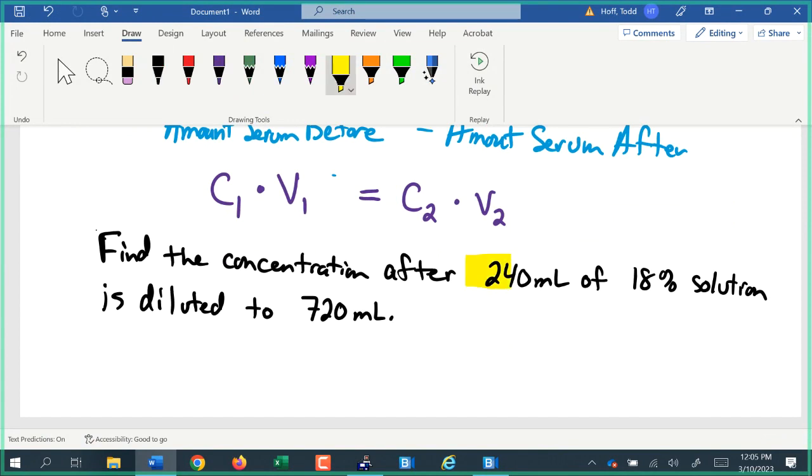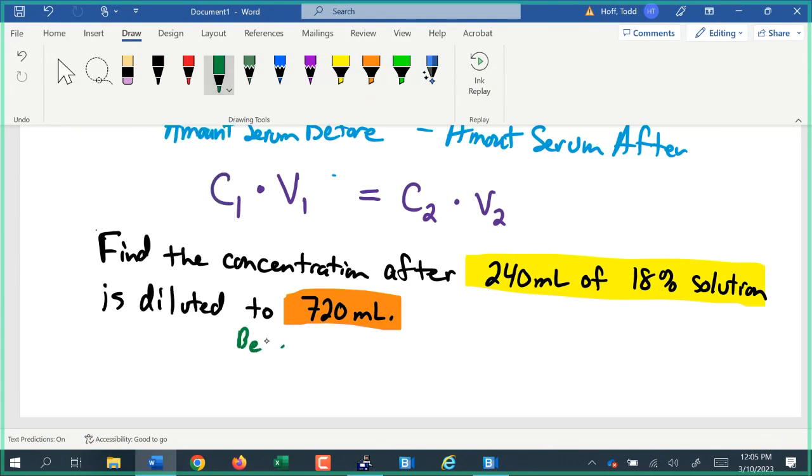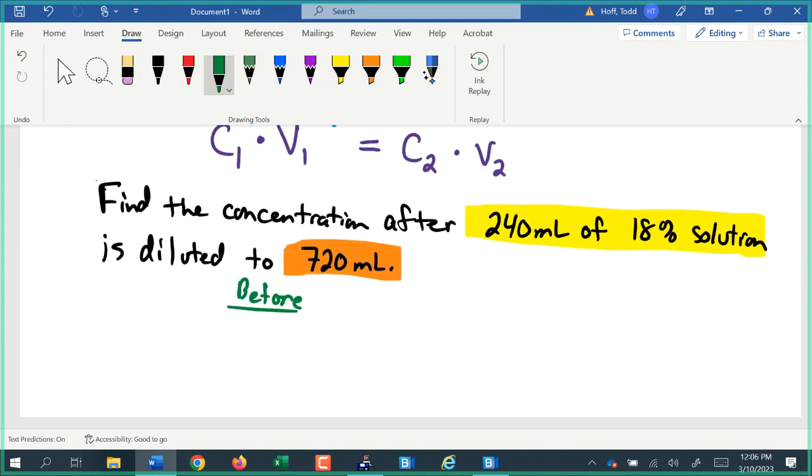So the amount before is this right here. The amount after is this, we just don't know the concentration. So before this dilution, we have 18%, 0.18 times 240 milliliters. After the dilution, we don't know the concentration, so I'm going to put X in there, but we do know it's diluted to 720 milliliters.